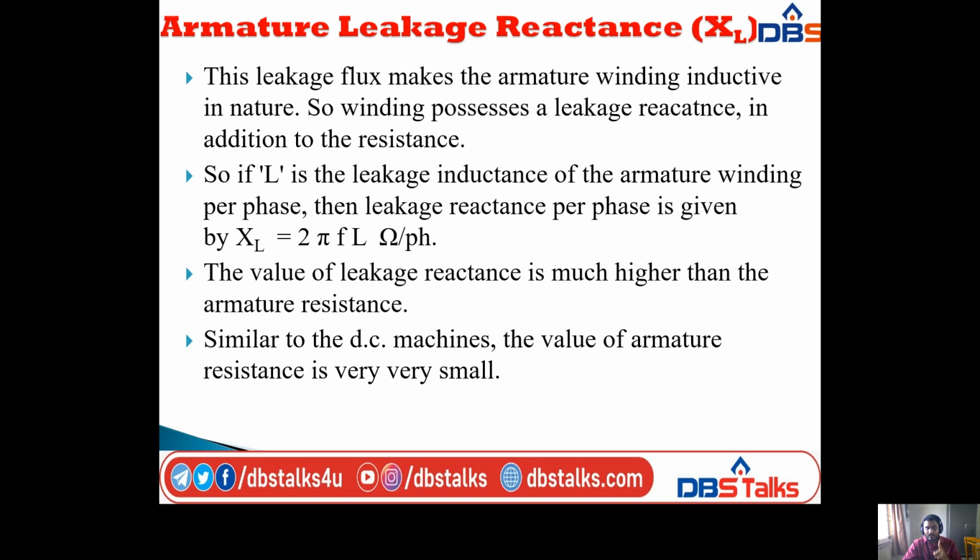If L is the leakage inductance of the armature winding per phase, then the leakage reactance per phase is given by XL is equal to 2 pi F L ohms per phase. Here F is the frequency, L is the leakage inductance, and XL is the armature leakage reactance. The value of leakage reactance is much higher than the armature resistance. Similar to DC machines, the value of armature resistance is very small.